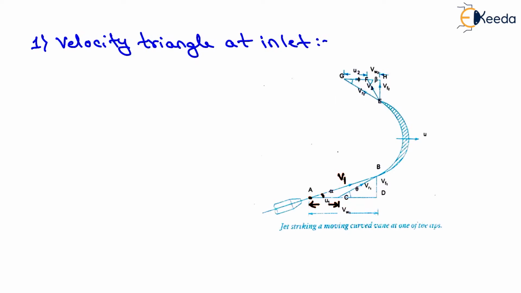Then BD represents the velocity of flow at inlet, which will be equal to Vf1, and AD represents the velocity of whirl at inlet, that is Vw1. And angle BCD is known as the vane angle at inlet, equal to theta. Now we will discuss the second triangle, that is the velocity triangle at outlet.